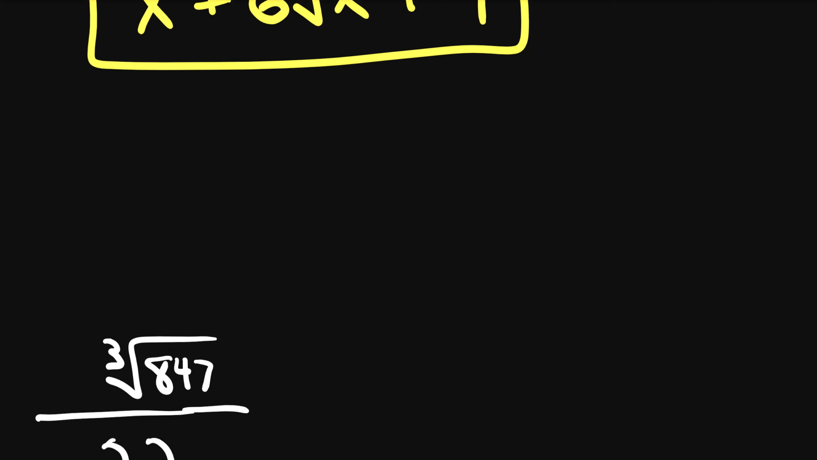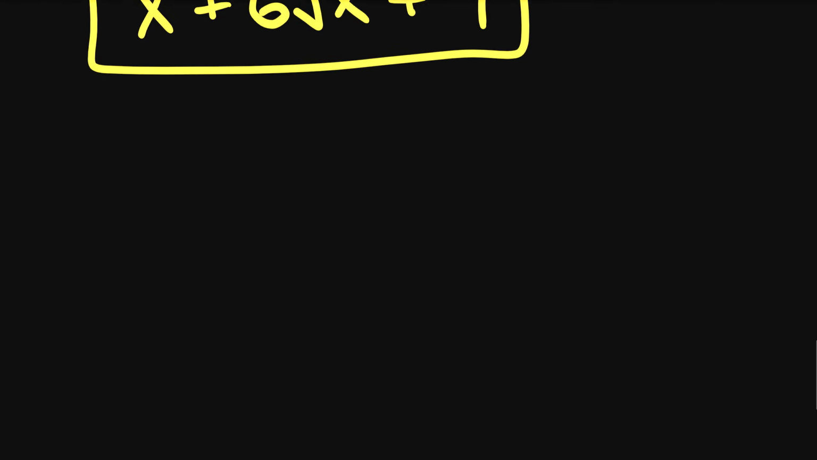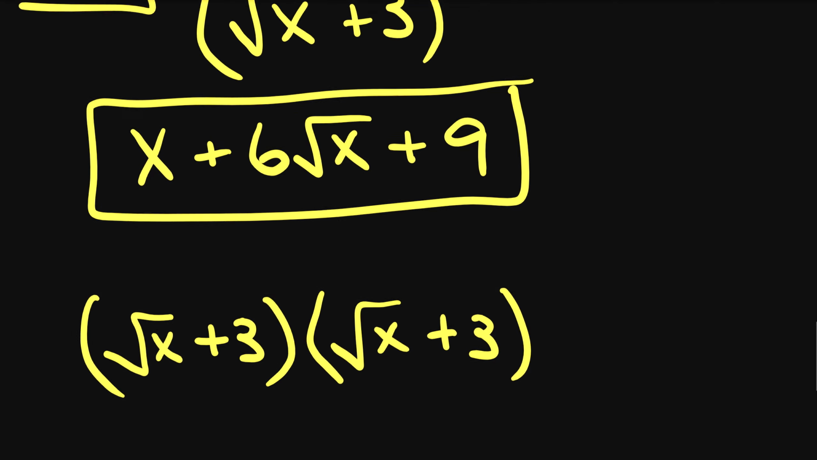If I do it the FOIL way, what have I got here? Let me do some housekeeping here. You may recognize that problem. All right, so let's try this. What we had was square root of x plus 3 times the square root of x plus 3. And now I'm going to FOIL that.